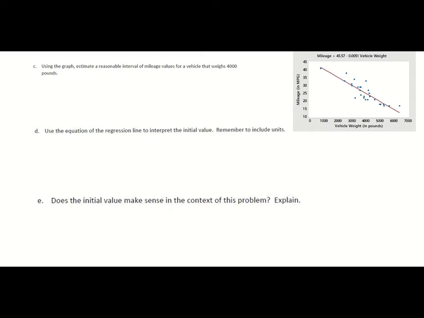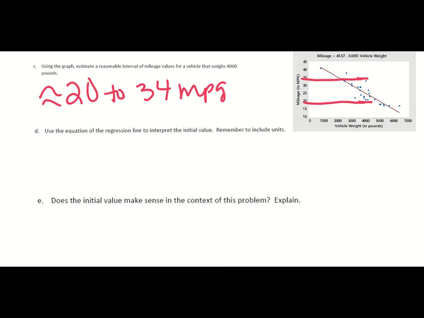Okay, so it says using the graph, make an estimate of the interval of mileage values for a vehicle weighing 4,000 pounds. So all they want you to do is to make a reasonable estimate for 4,000 pounds. 4,000 is about from here to about here. So I would say that's maybe about 20 to about 34 miles per gallon. So when they say a reasonable interval, that's what they want you to do on that one.